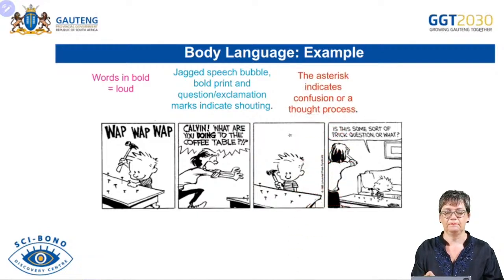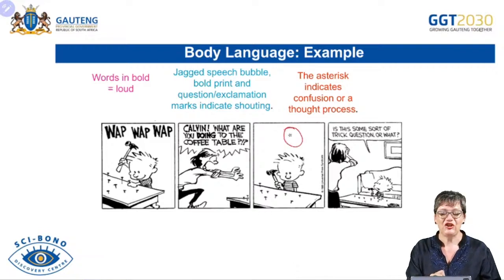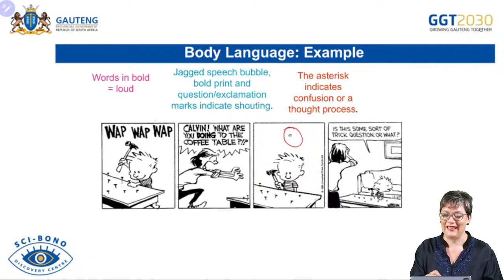There's nothing. He has no idea. Can you see there's a little asterisk there? So the asterisk shows me it's confusion. He's thinking. And then in the last one he says, is this some sort of trick question?